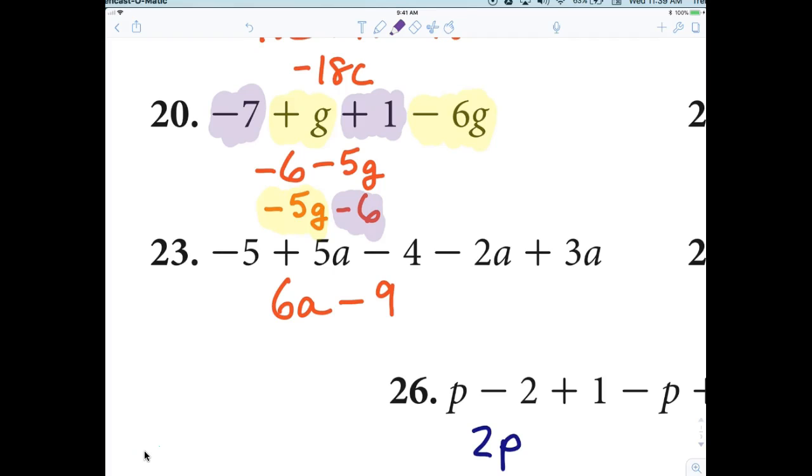Max, what? Number 23. Does it make a difference if you put -9? We just talked about that. I said standard form is to put the variables first and then the constants. I'm not going to mark it wrong on your test if you write -9 plus 6a. I just know you just don't listen. If you write -9 plus 6a, you're just not listening.